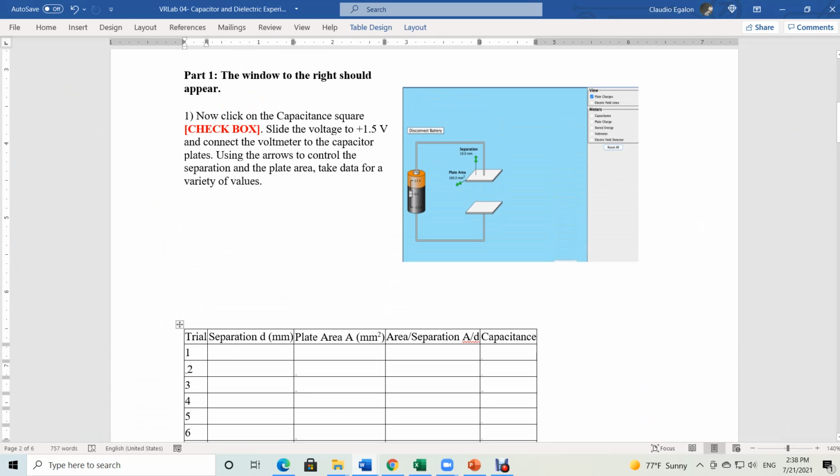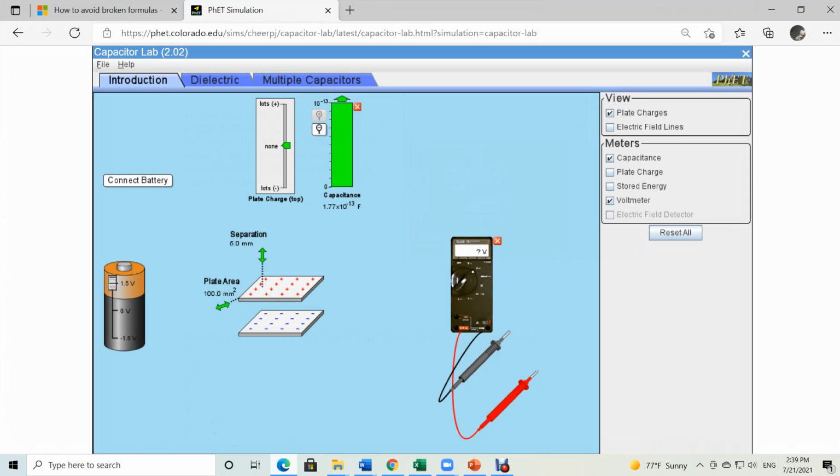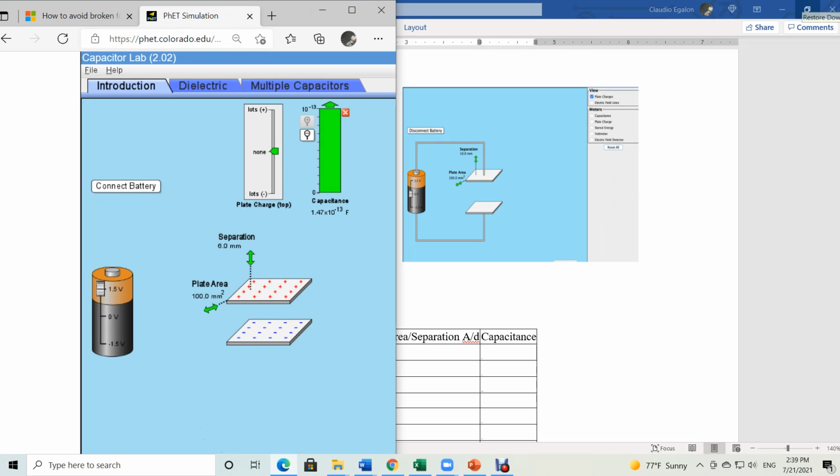What else did he ask? Let's see. Using the arrows to control the separation and the plate area, take data for a variety of values. Okay, let's get one more. We want 8, right? So we need 6 more. We can do 6 millimeters. Yeah, 6 millimeters: 1.47 times 10 to minus 13.